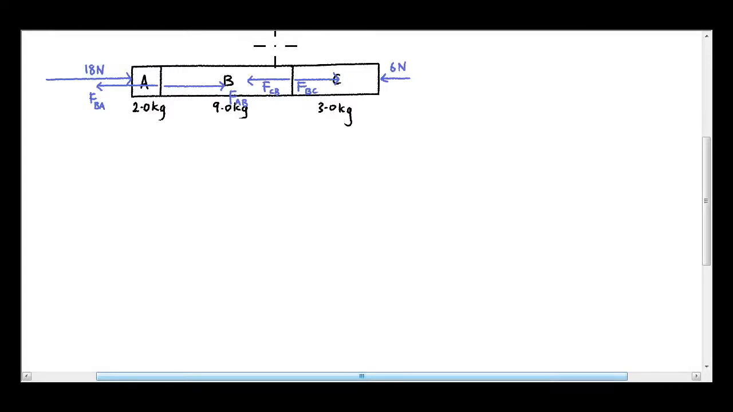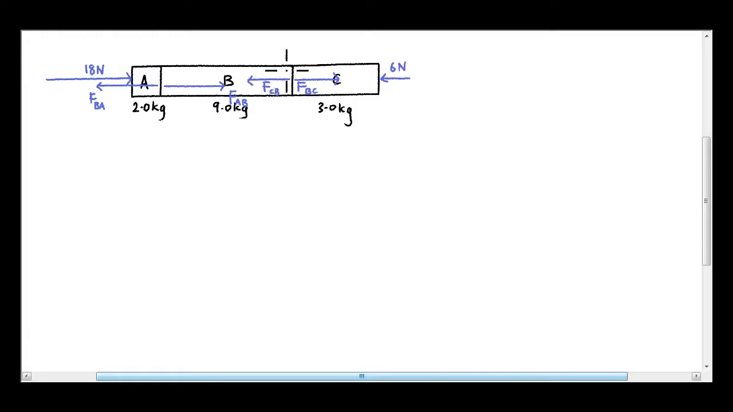Now to answer part A. If we consider ABC as one single mass, then these two pairs of contact forces will only be internal forces. They will cancel each other out. So the only external forces acting on ABC as a single mass will be the rightward 18 newtons and the leftward 6 newtons. So it's pretty obvious that the net force acting on ABC as a mass is rightward, which means all three blocks are going to accelerate towards the right.